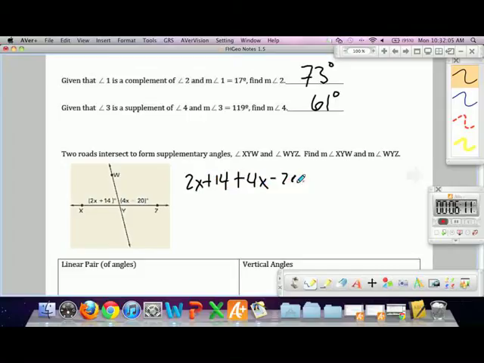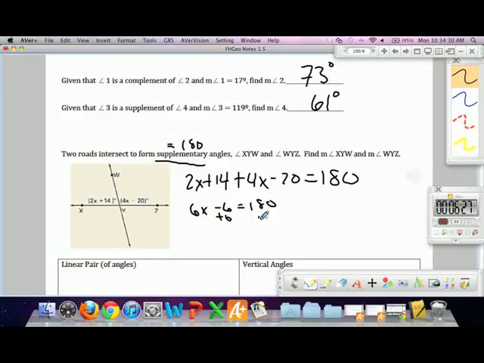Combine like terms: 6x minus 6 equals 180. Add 6 to both sides. 6x equals 186. x is therefore 31. I don't care what x is, I do care what the angle measures are.